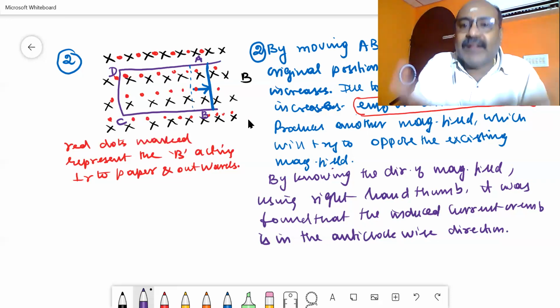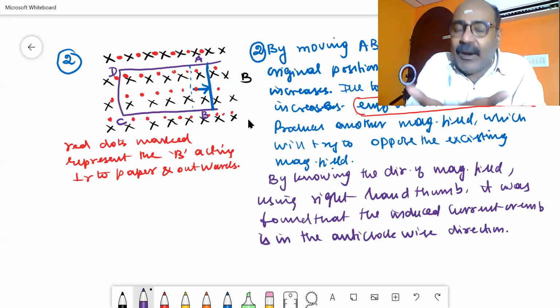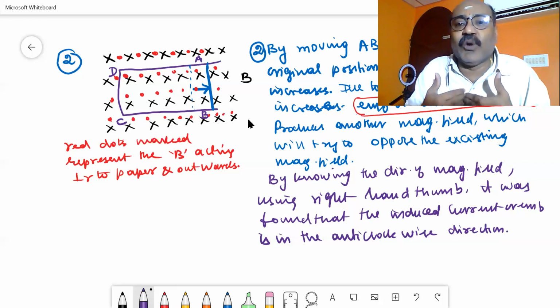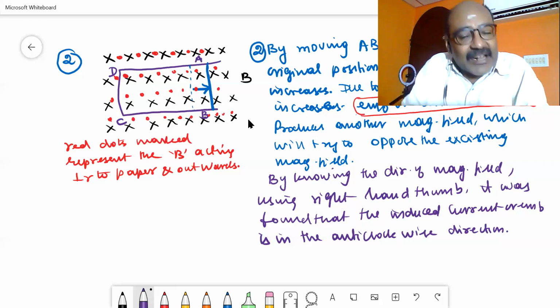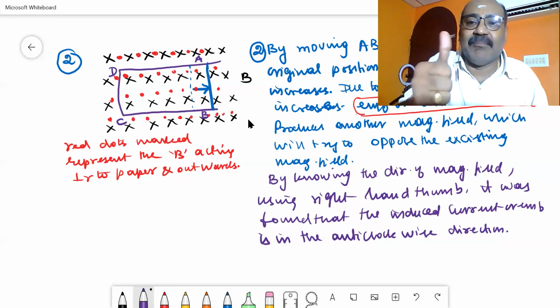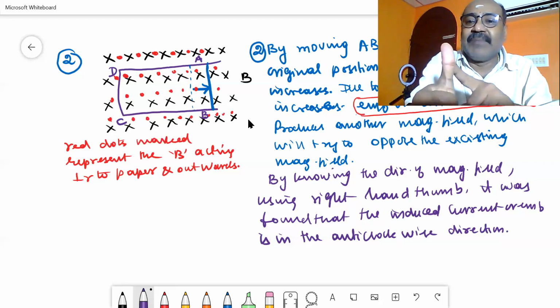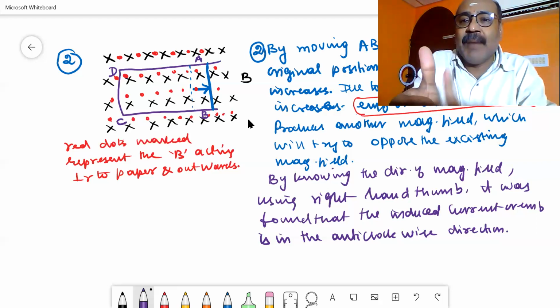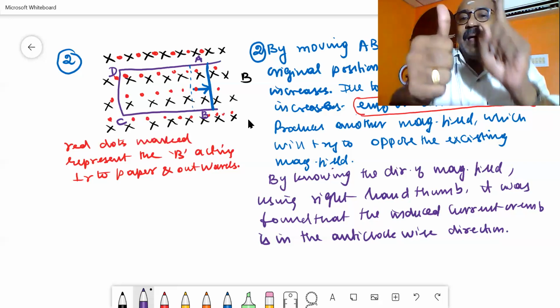Now, by knowing the direction of the newly developed magnetic field, I can calculate or say the direction of the induced EMF or the current with the right hand thumb rule. See, the thumb gives you the direction of the magnetic field which is acting perpendicular to the plane.